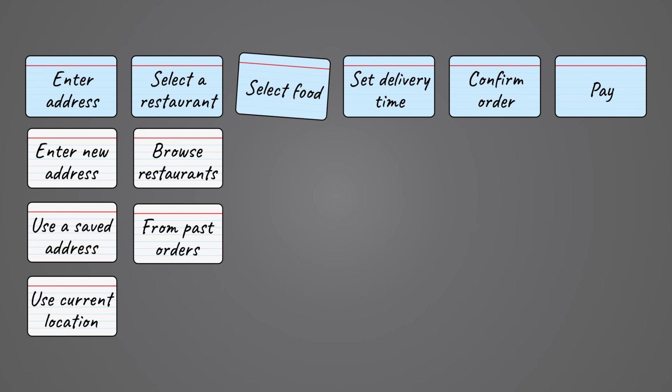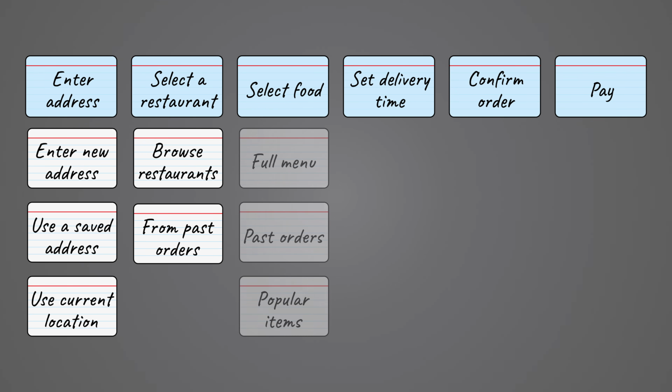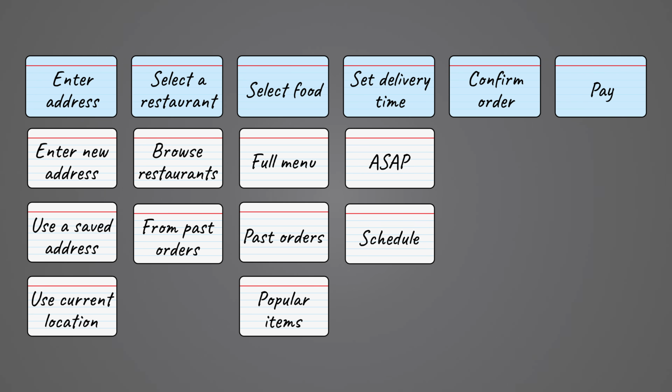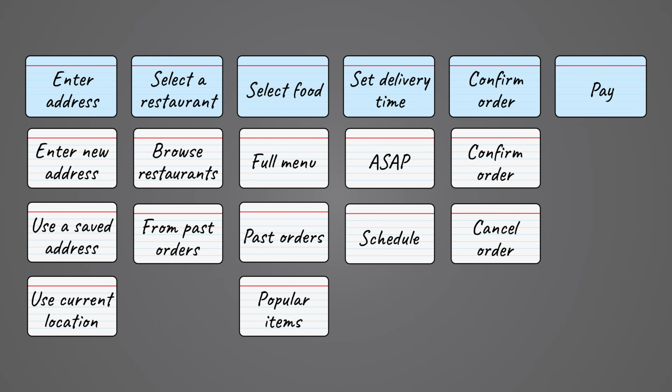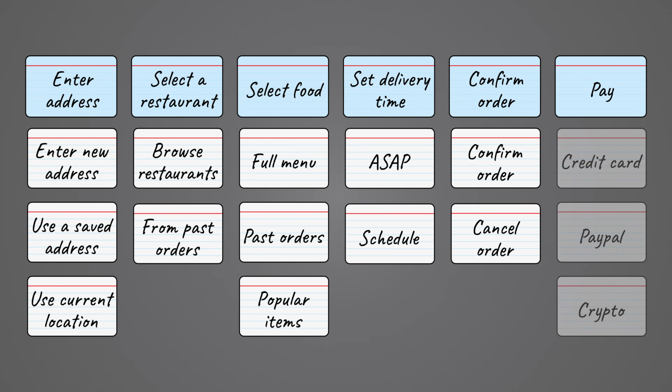YumHub will let users select the food they want from either the full menu, past orders, or the most popular items at the restaurant. Then users can have the order delivered as soon as possible or schedule it for later delivery. After setting the delivery time, users can confirm their order or cancel their order. And then finally, I've listed 3 ways a user can pay for the order. Again, these are in priority order. Paying for my quesadilla with Bitcoin seems lower priority than paying with a credit card.